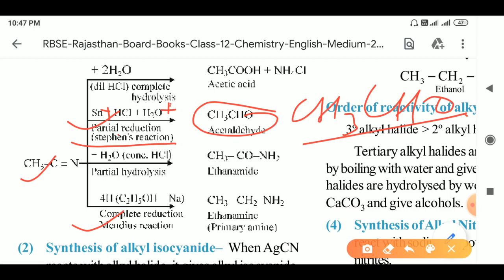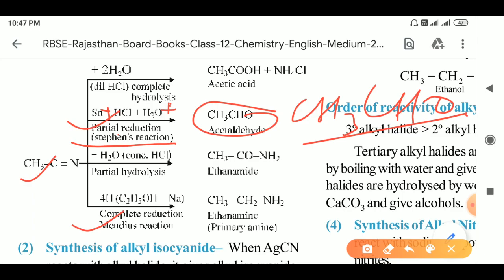The CHO group is the aldehyde group. So that reaction is known as the Stephen reaction. Again I repeat, you have to write what the Stephen reaction is: when methyl cyanide reacts with tin plus HCl in the presence of weak acid, it gives acetaldehyde. That is the Stephen reaction, and that is a partial reduction, not complete reduction.